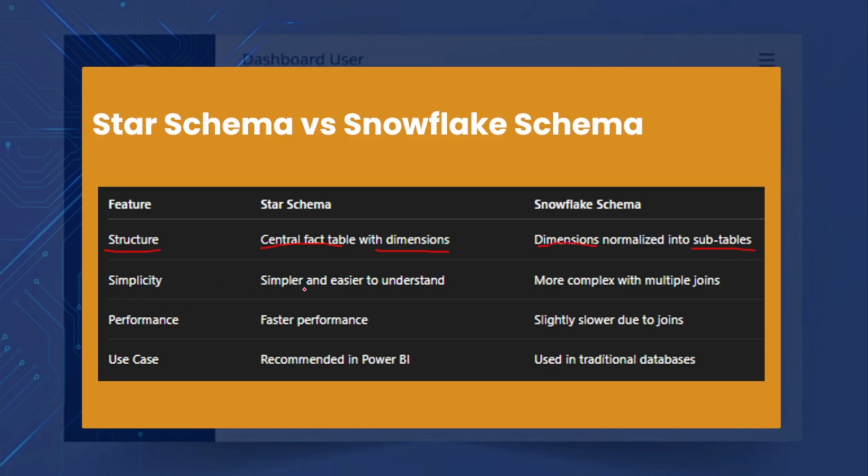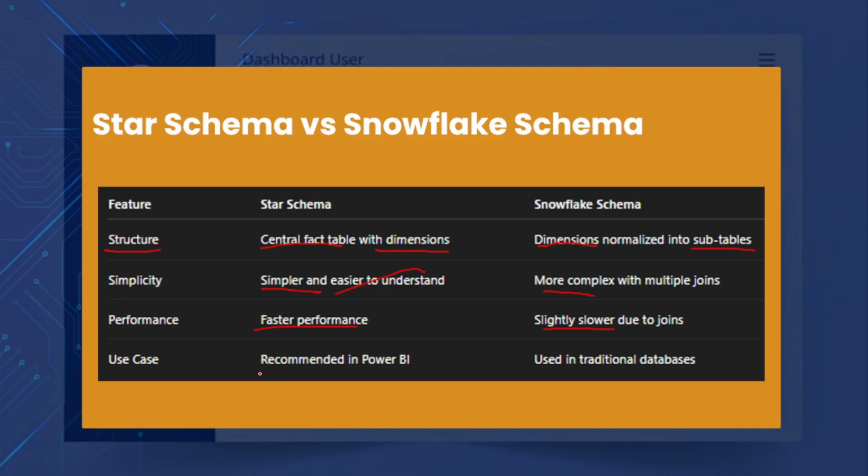Look at simplicity. Star schema is simpler, and it is easy to understand. Snowflake schemas can be a little complex with multiple joins. You have to join this, too many joins, so it sometimes makes it very complex. Based on performance, star schemas have faster performance, while snowflake has slightly slower performance due to the joins. Because of the joins, it has to look through from this table to this table, so it kind of slows the performance.